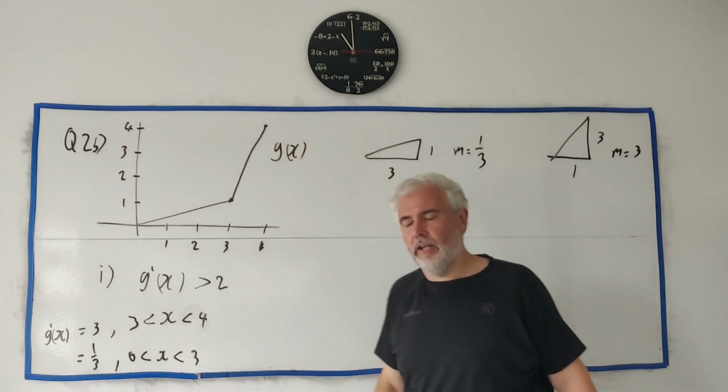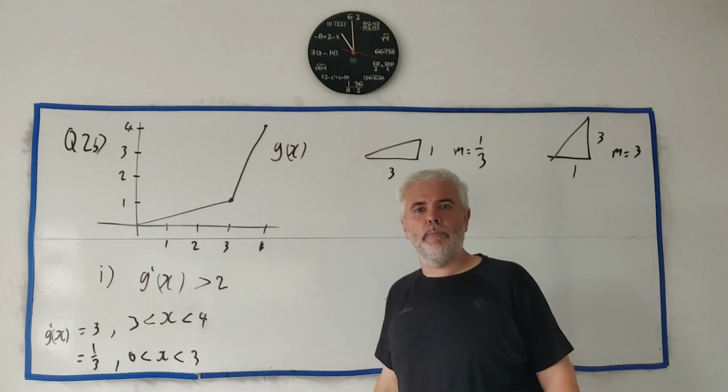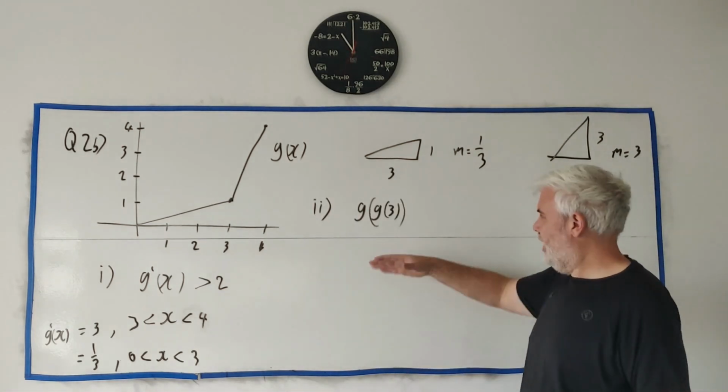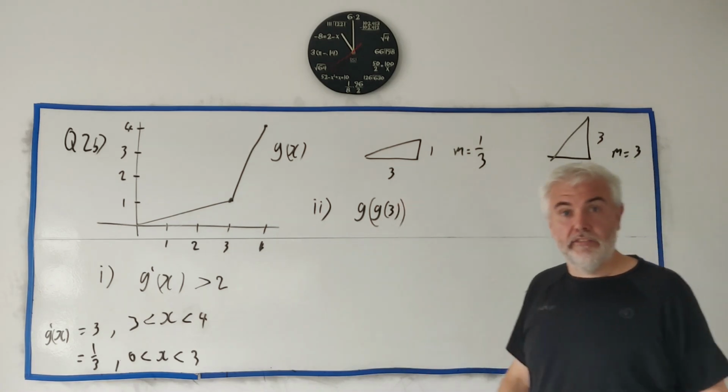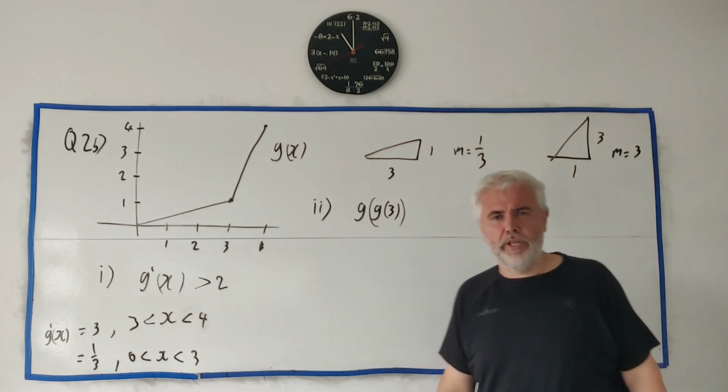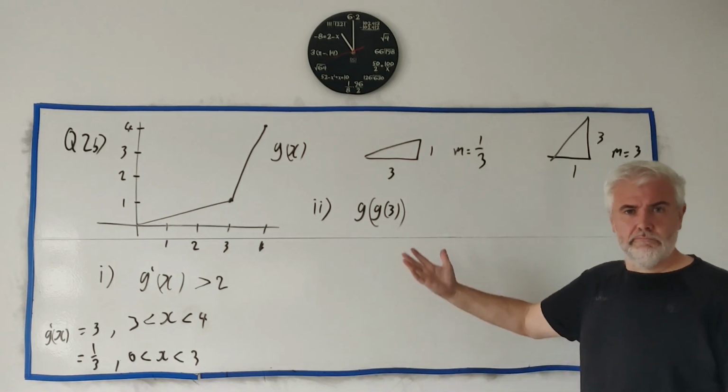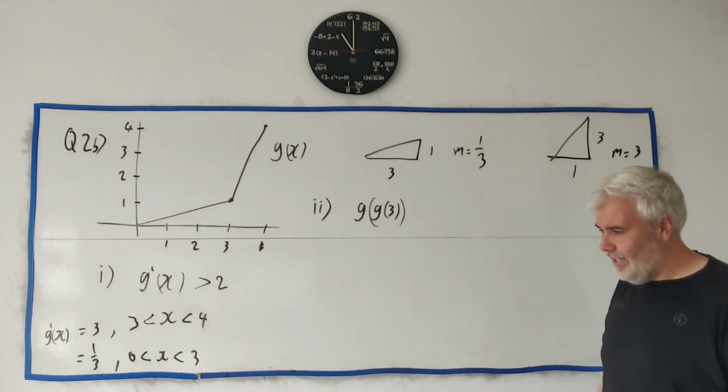It doesn't continue on. But anyway, that's for another day. In part 2, they give us this weird looking thing, g of 3. Give your answer in the form of a/b. So what is this? It is difficult, is what it is.